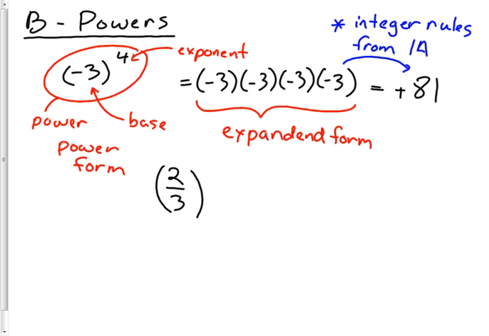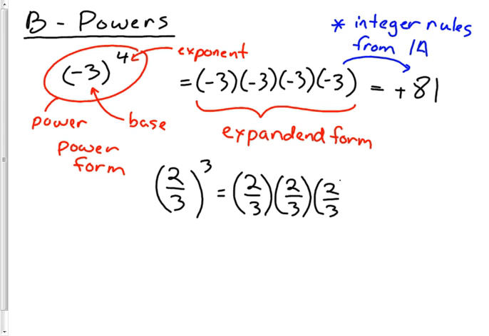If we wanted to, we could also put in another example, maybe using fractions. 2/3 to the power of 3 is going to be 2/3 times 2/3 times 2/3, which is going to be, well, multiply the numerators and get 8, multiply the denominators and get 27.